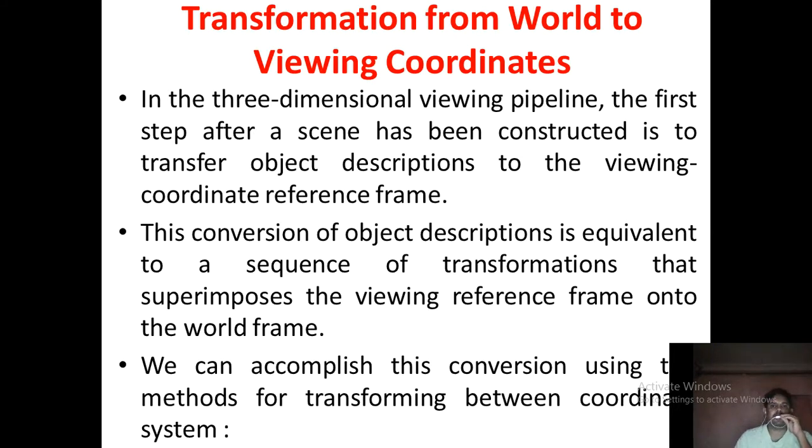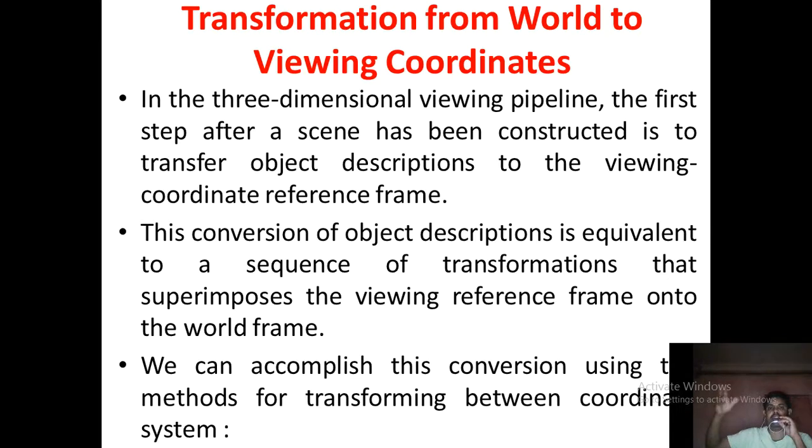This conversion of object description is equivalent to a sequence of transformations that superimpose the viewing reference frame onto the world frame. Our viewing coordinate frame is somewhere here, and the world coordinate x, y and z are different from the viewing coordinate x, y and z directions, right? In real life this will definitely happen, since we may rotate a camera any way and capture images. That's why the viewing coordinate reference frame and the world coordinate reference frame are not similar.